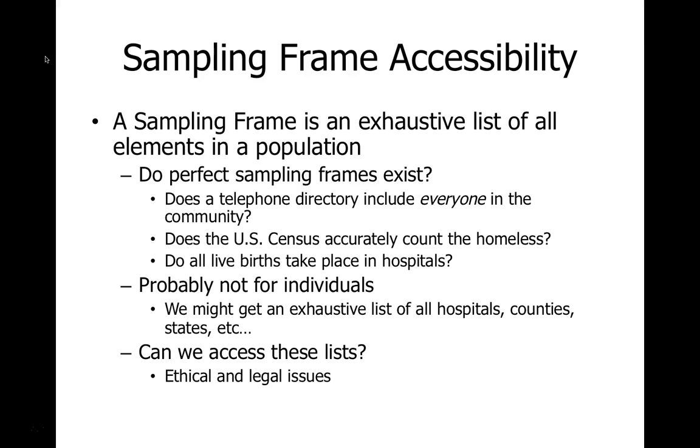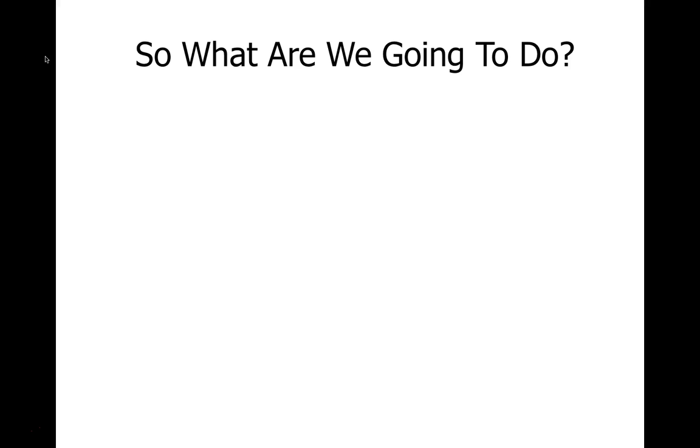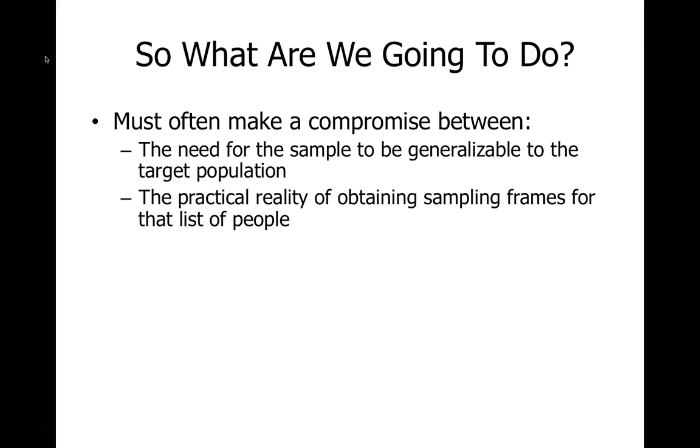But whether or not we can actually use that list ethically and legally is also a question. So typically we don't have access to an exhaustive list of all the elements in a population. So what are we going to do? We often have to make compromises. Research in general is a whole series of making compromises.